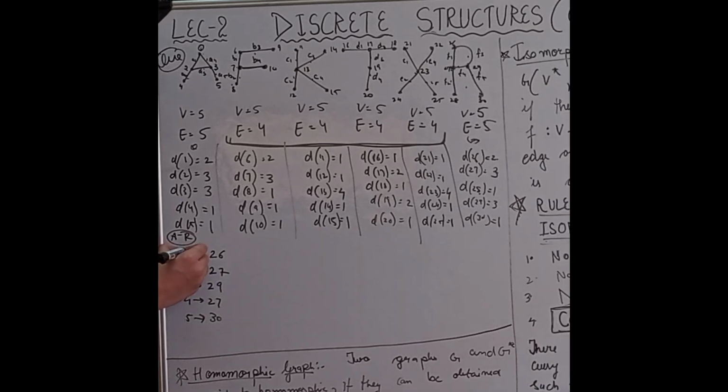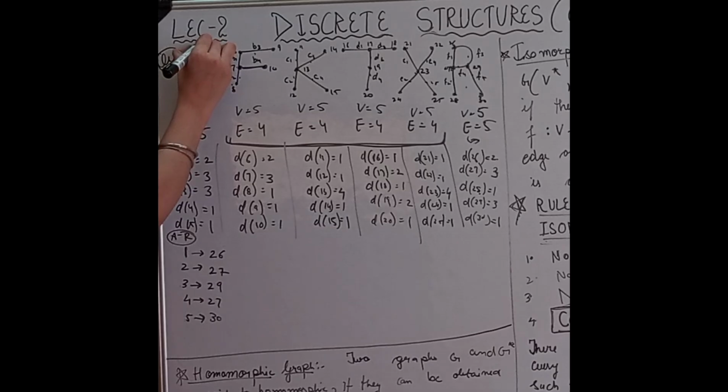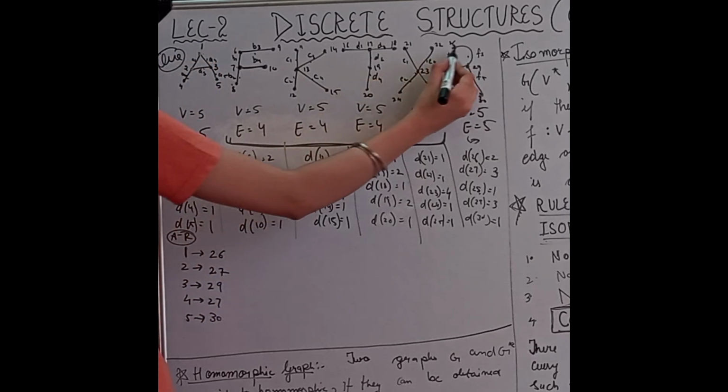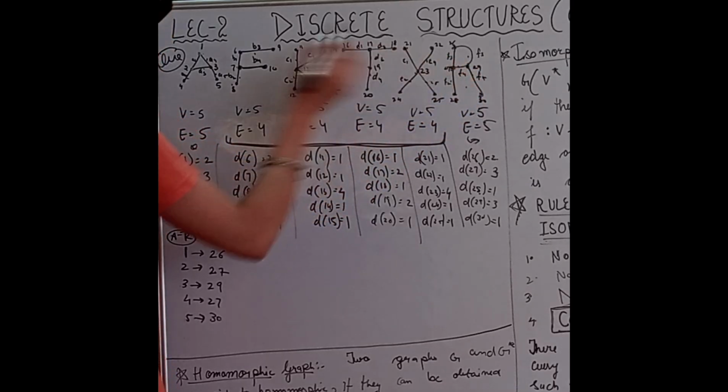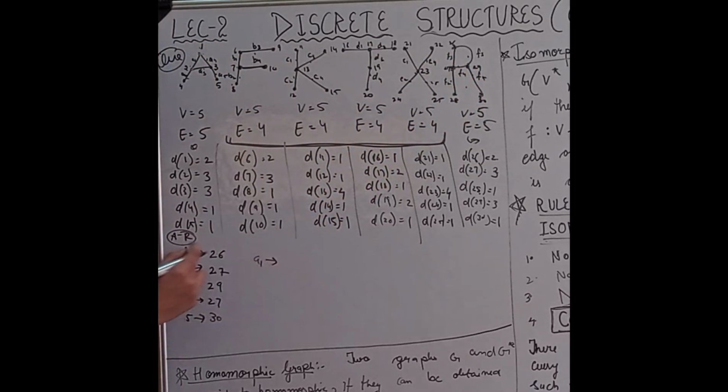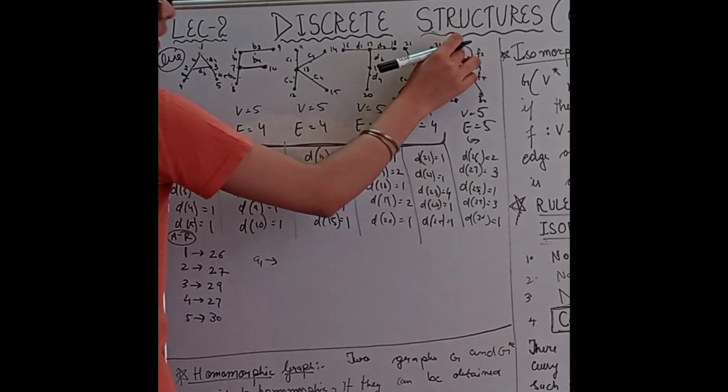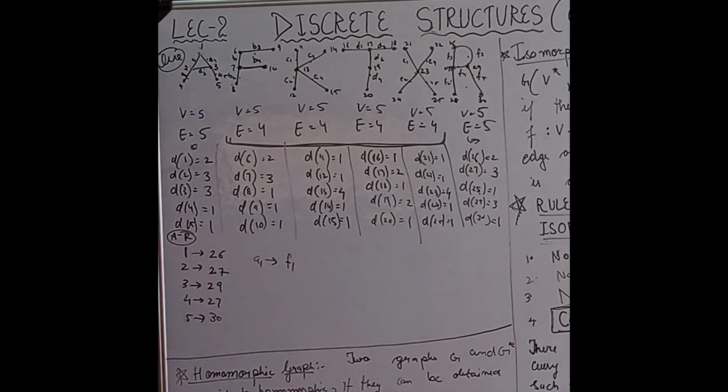So now from these vertices we'll make correspondence between the edges. We'll start from one graph and find the corresponding edge in the other graph. For edge 1 to 2, how will we find the corresponding edge in R? 1 to 2 means 26 to 27. 26 to 27 we have the F1 edge, and 1 to 2 we have the A1 edge. So in this case I have made the correspondence between the edges. A1 will correspond to F1 in the graph R.